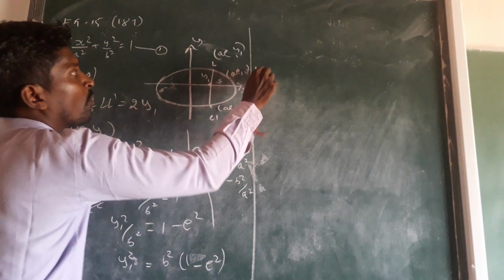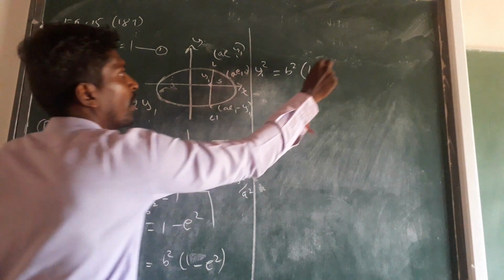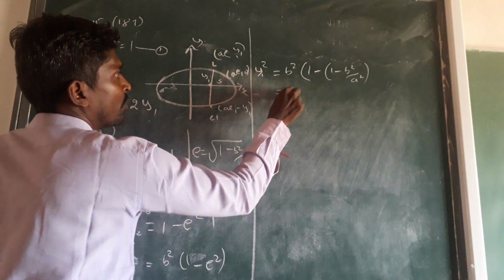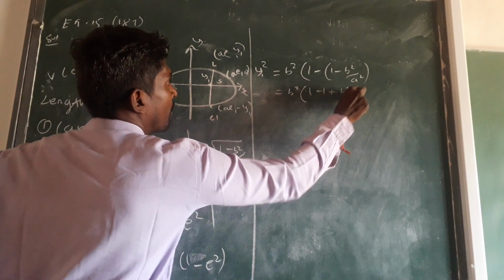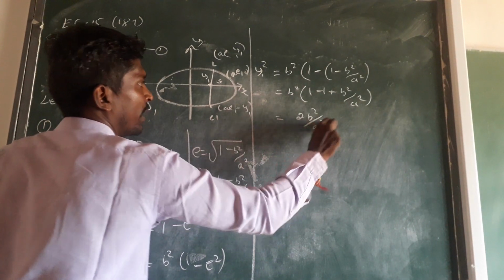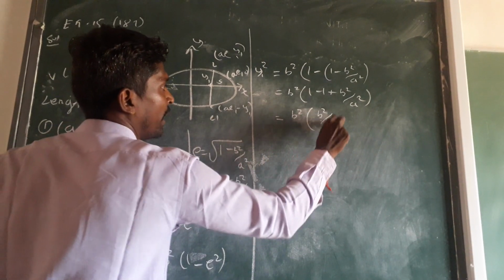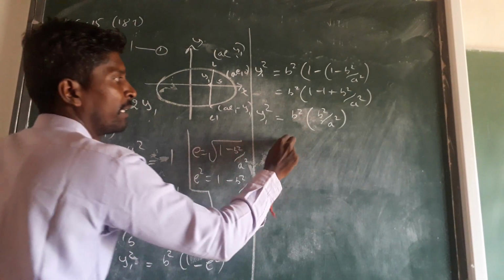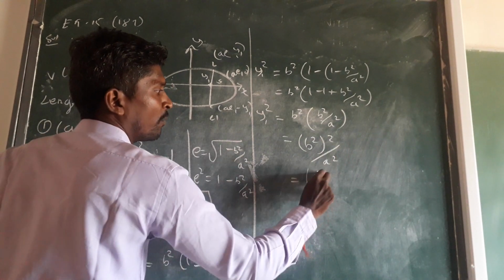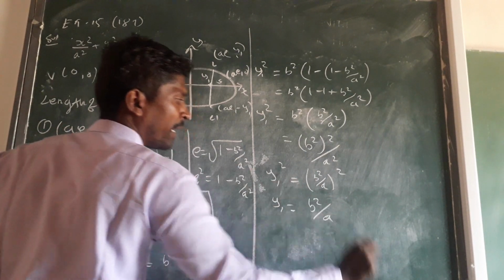So y1 squared equals b squared into 1 minus, within brackets, 1 minus b squared by a squared. Multiply inside: the 1 cancels. Then b squared into b squared by a squared is y1 squared. When you multiply, b squared the whole squared by a squared, we take it as b squared by a the whole squared. This is y1 squared. Then y1 equals b squared by a.